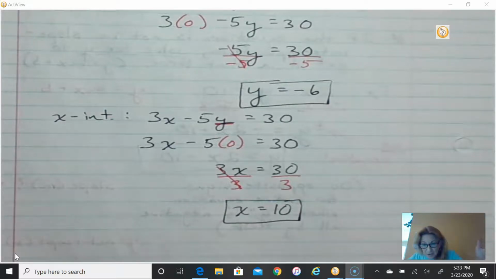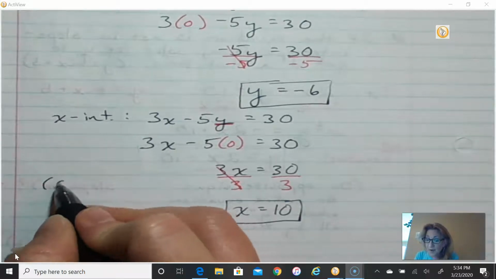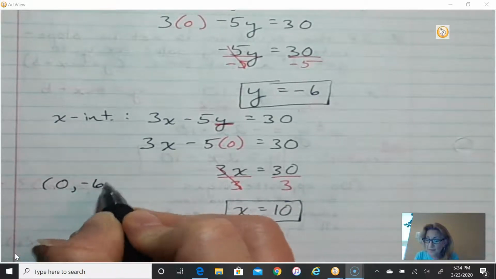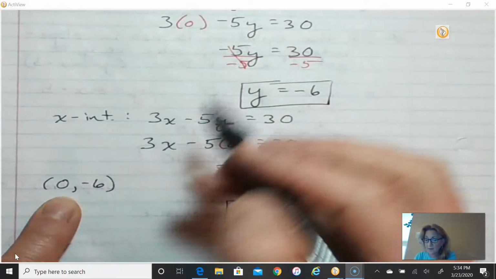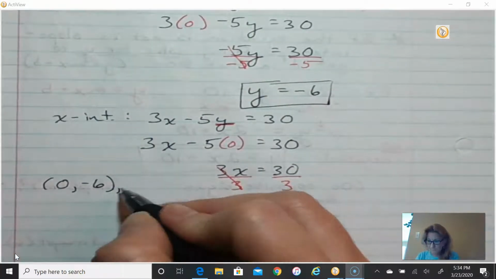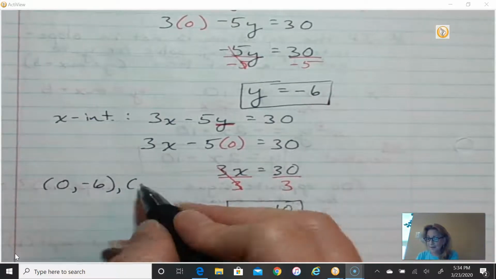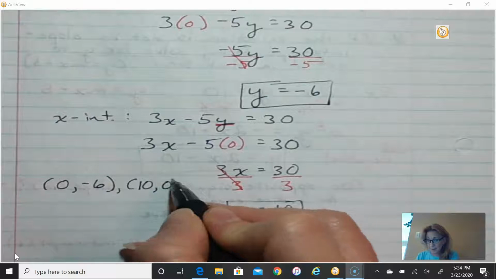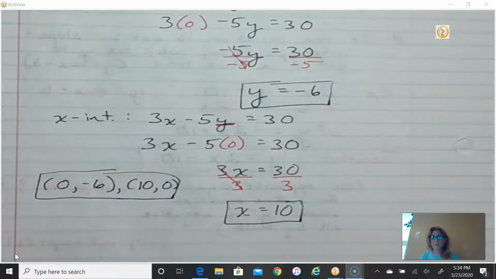But the official way to write it for the y-intercept is 0 and negative 6, again 0 for x because we substituted 0 there. And then my x-intercept is 10 and 0. So this would be the official way of writing it. Again, Mrs. Rogers says this is okay because you have an understanding, all right?